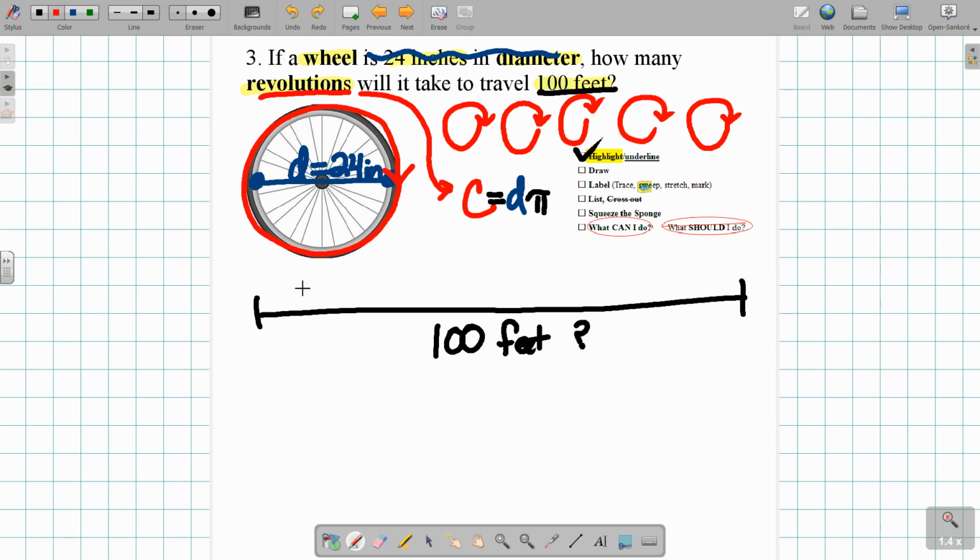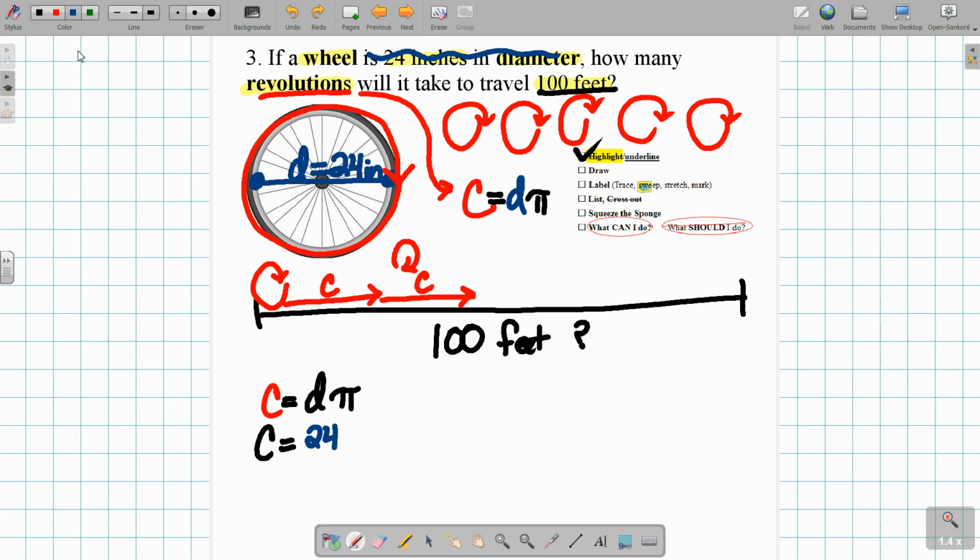So if you were to take this wheel, every time it turns, it will travel a certain distance. And we're asking for every turn, how many turns will it take to go 100 feet? Now, we already established that the word revolution means circumference. So what we're actually asking here is how many circumferences will fit into 100 feet. Let's take our equation here. C equals d pi.